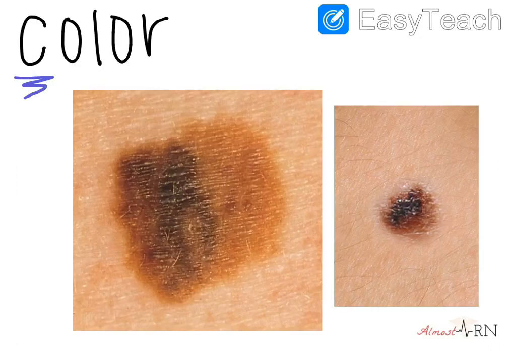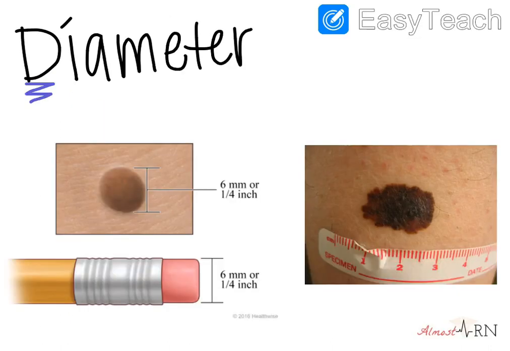C, color. We want an even color distribution. Sometimes even a fully dark mole can be a concern, but we're more concerned with discoloration. So on both of these moles here, you can see that this color and this color are two different colors in the same mole. Same thing with this. There is a darker portion in the mole than there is in the entirety. So that's also concerning.